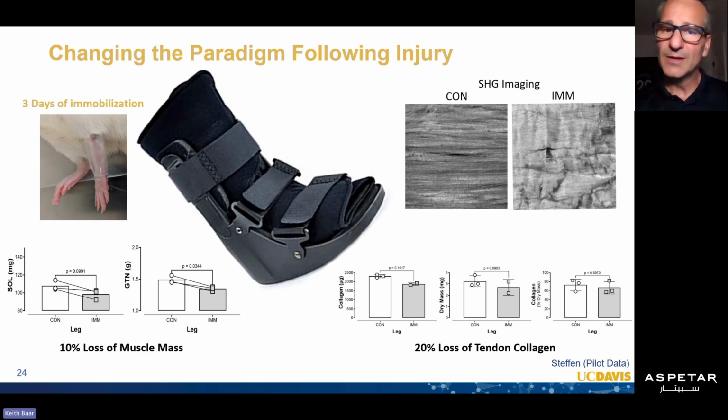But what do we do when somebody gets an injury? We stick them into a boot. What is a boot? A boot is a mechanical stress shielder. So what happens if I model this in a rat for 3 days, I just put a little tube on their foot. Well, within 3 days, they lost 10% of their muscle mass. Within 3 days, they lost 20% of the collagen within the tendon. And the tendon went from looking like this on second harmonic generated images to looking like this, looking like a scar. So I can create a scar in a perfectly healthy tendon if I immobilize. So after an injury, the last thing in the world I want to do is immobilize. What I want to do is get movement in there.